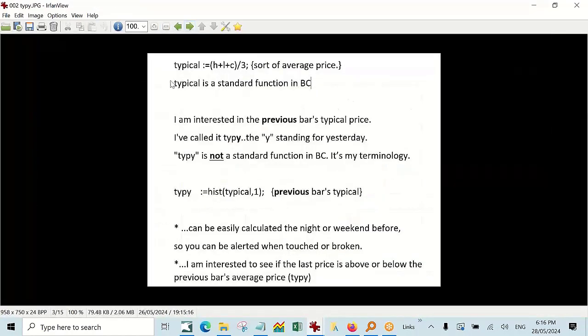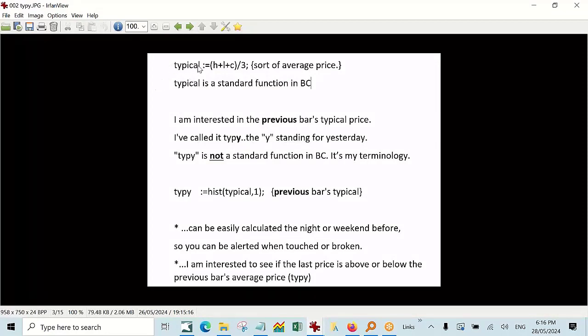So the formula that BullCharts uses for the typical, sort of like the average price of yesterday or the previous bar, is the high, the low, the close divided by 3. It's a standard function. But I'm interested in the previous bar's typical price. I've called it Tippy with a Y on the end, just to stand for yesterday, because it originated when I was using it on a daily basis. Tippy is not a standard function in BullCharts. It's my own terminology. There's the formula again, the previous bar's typical price.